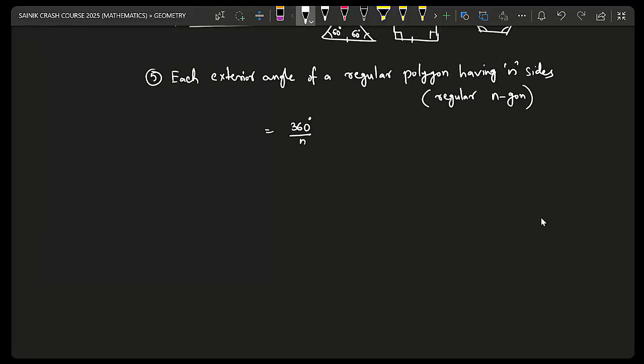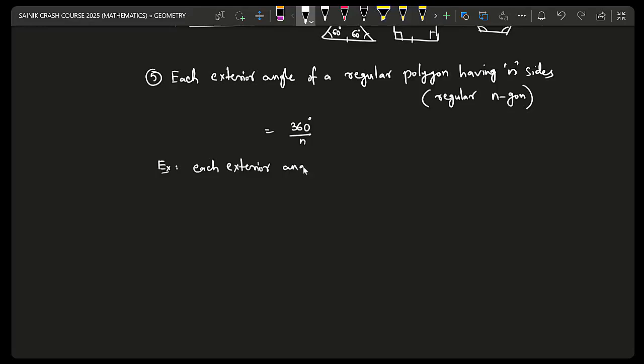Yeah, Vishnu, you two guys got the same answer, 360 by n. Can you explain why? Sir, because each side is equal and each exterior angle is equal. That's why. Okay, the sum is 360 and each is equal, so to get each angle, we have to divide by n. Very good. Based on this property, I'll ask you one question. What is each exterior angle?